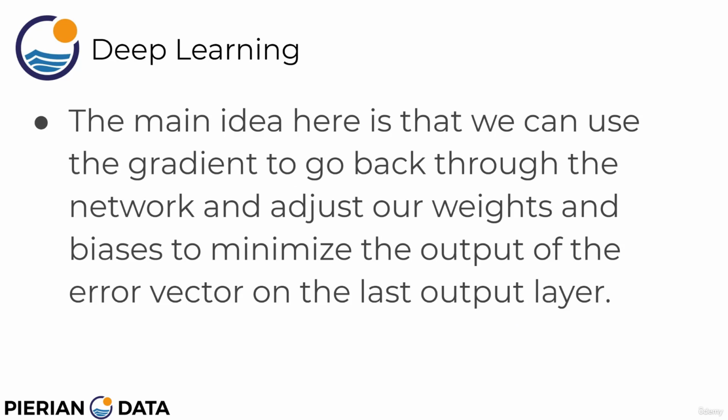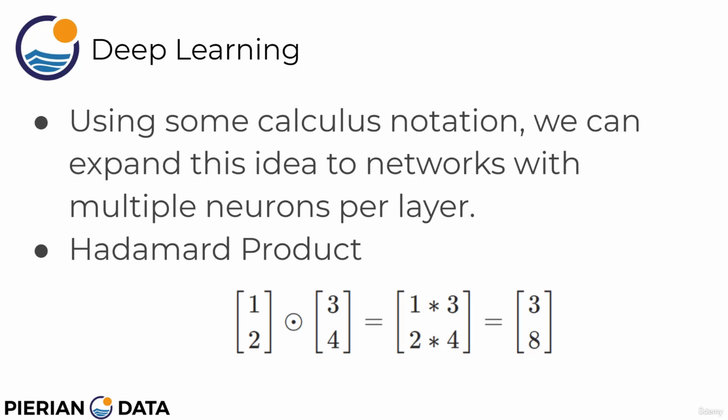Now the main idea here is that we can use the gradient to go back through the network and adjust our weights and biases to minimize the output of the error vector on that last output layer. And recall that the gradient is essentially the derivative when you're dealing with n dimensions. So using some calculus notation, we can expand this idea to networks with multiple neurons per layer.